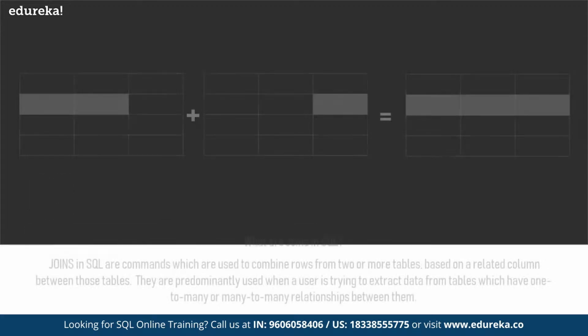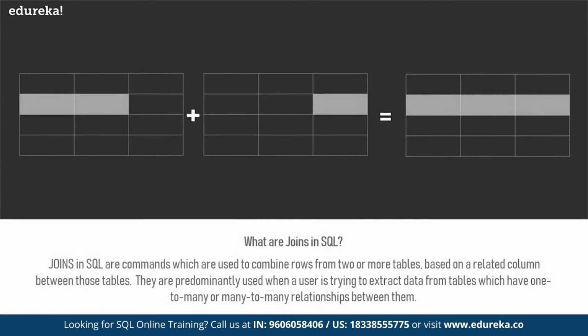If someone asks you what are joins in SQL, joins in SQL are commands which are used to combine rows from two or more tables based on a related column between those tables. The joins are predominantly used when a user is trying to extract data from tables which have one-to-many relationships or many-to-many relationships between them. Joins in SQL are basically commands by which you can join two tables and get the rows of two tables based on a related column.